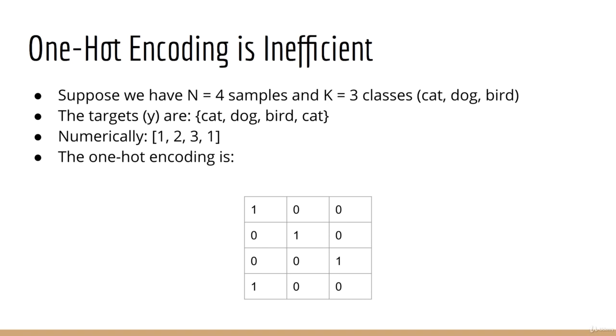You'll notice that one-hot encoding the targets like this can be quite inefficient. Let's do a simple example. Suppose we have 4 samples, so n is 4, in 3 classes: cat, dog, or bird. Suppose the targets are cat, dog, bird, and cat. So numerically, we can represent this with the vector 1, 2, 3, 1. But in order to one-hot encode this vector, we must turn it into a 4x3 matrix, or an n by k matrix, containing only zeros and ones. So the equivalent one-hot encoding is 1, 0, 0, 0, 1, 0, 0, 0, 1, 1, 0, 0.